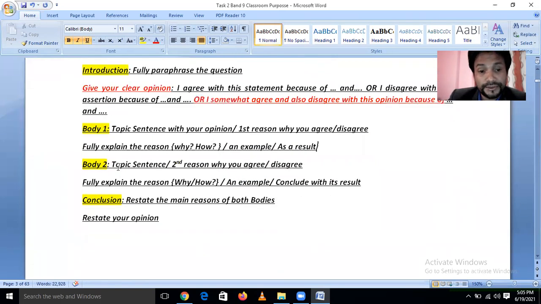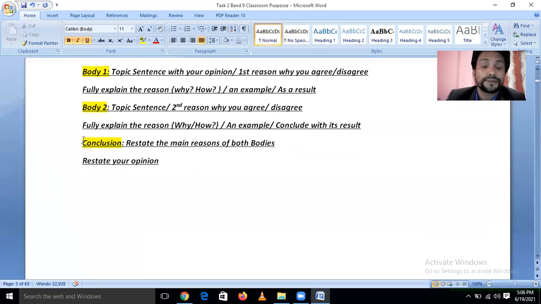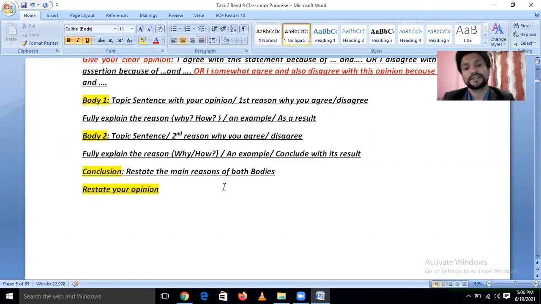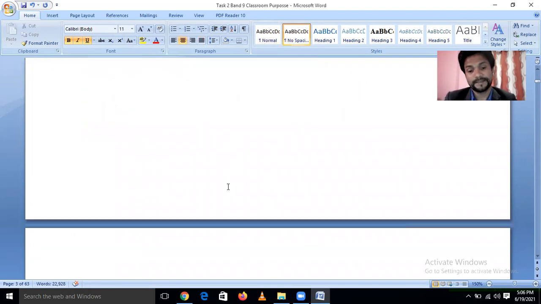And then you need to come to body 2. You have to again write the topic sentence for this body. If you really want to get band 7+, then you need to mention the second reason. You need to fully develop, fully explain. You need to give an example to support this point. Then you need to conclude with its result. Then finally, you need to write the conclusion. You need to restate the main reasons of body 1 and body 2, and also restate your opinion. So this is the generic structure for the personal opinion essay.